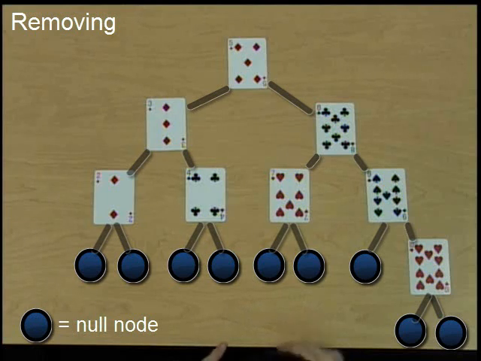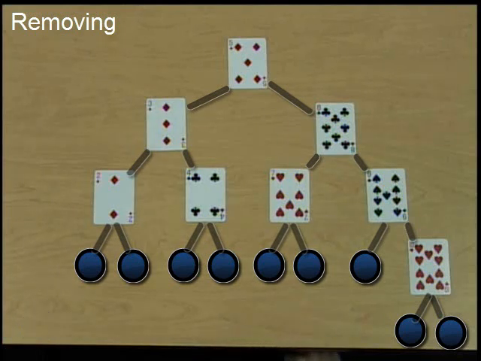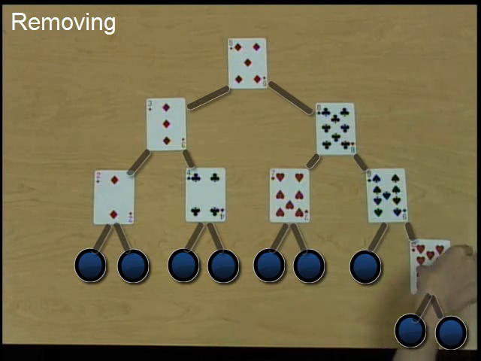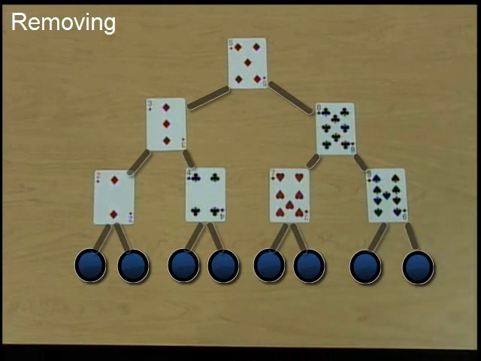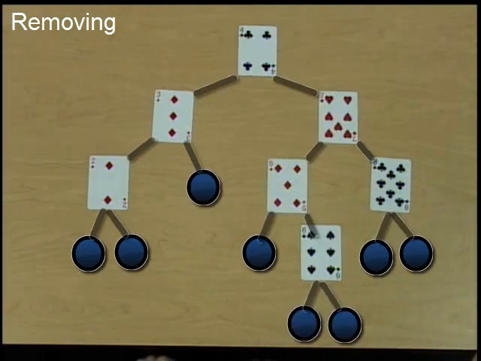When removing an item that is at the bottom of the tree, that is, its children are external null nodes, we just remove the node and its children, and replace it with a new null node. If the node being removed has two internal children, we need to ensure that the node replacing it will not violate the order of the tree.